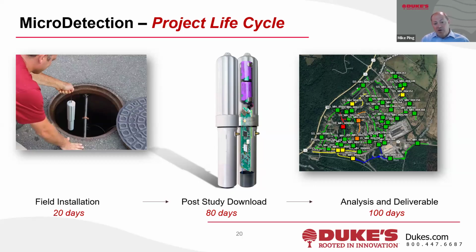So at the 80-day mark, we're removing the hardware out of the ground. All that stuff gets shipped back to our home office, and everything gets downloaded, brought into a calculator engine that cranks things out. Our engineering team performs that task, and generally we're providing results at about the 100-day mark. So it's a quick turnaround.